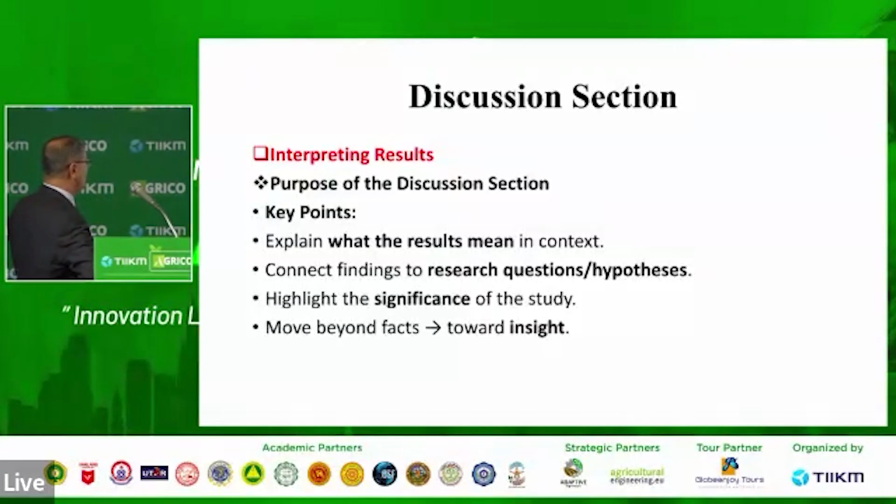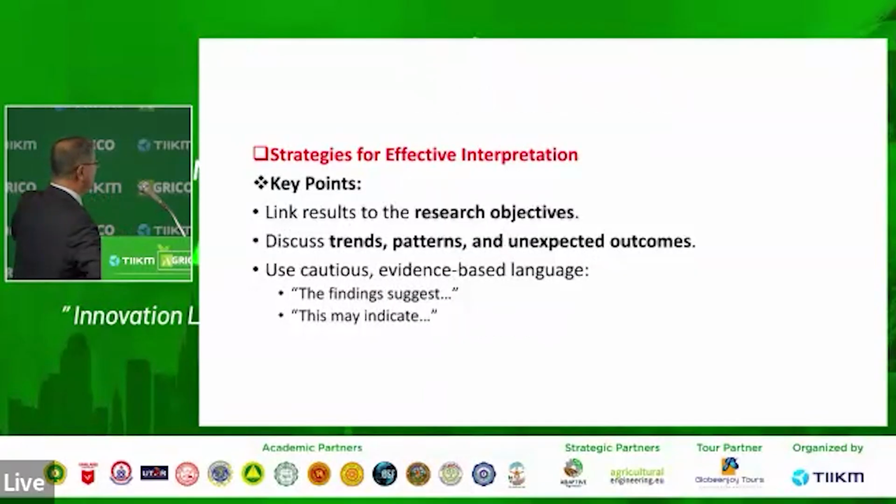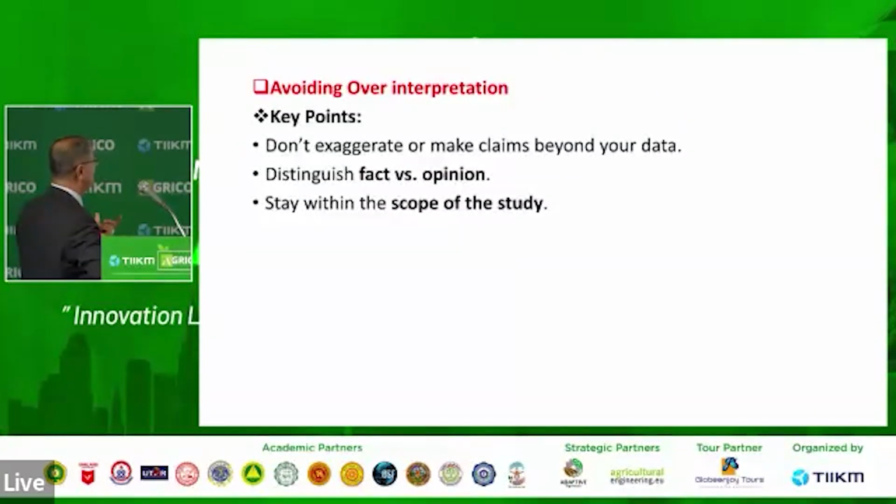So in this case, you have to explain what the results mean, and at the same time connect the finding, the research question with the hypothesis, highlight the significance of the study, and move beyond facts toward insight in a very good manner. For the interpretation also, you have to link the results to the research objective, discuss trends, patterns, unexpected outcomes, and use cautious and evidence-based language. So when you explain your result, I will keep track that it's in the right manner.